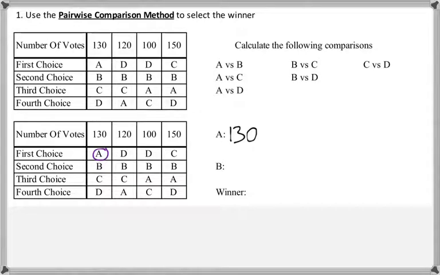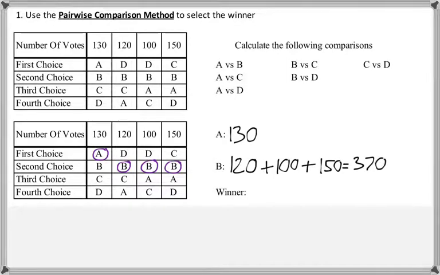The next 120 people prefer B over A. The next 100 people prefer B over A. And the final 150 people prefer B over A. So A has 130, B has 370. So the winner is B.